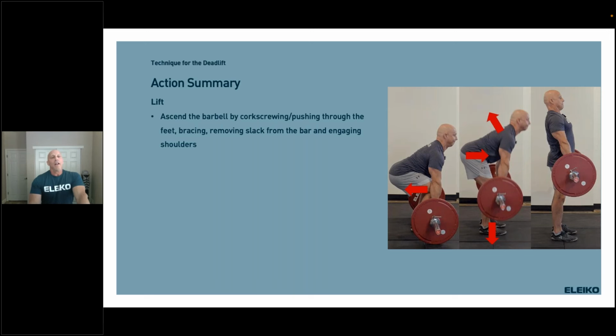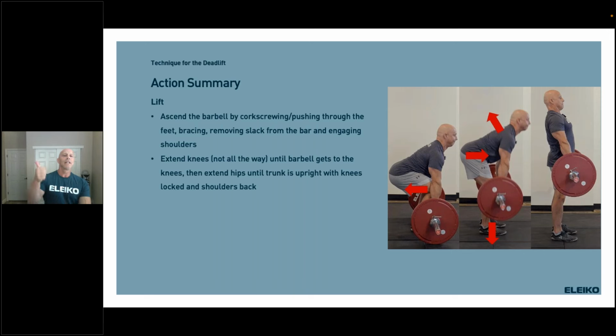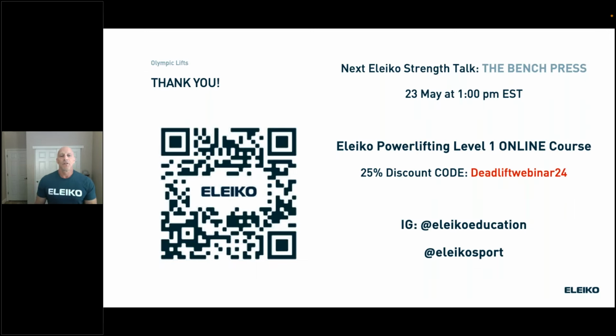Okay, so from assembly lift, we're just going up, make sure you're corkscrewed, pushing through the feet, you're braced, remove the slack out of the bar, engage the shoulders, extend the knees, not all the way, until the barbell gets to your knees. Then you're going to go through the hinge, okay? And bring it back down. So that's the deadlift. That's the skinny on the deadlift.